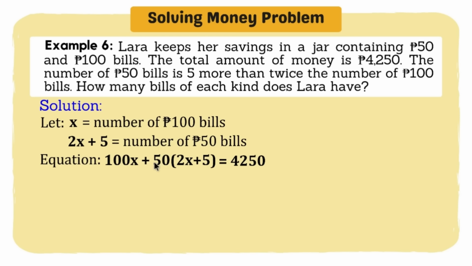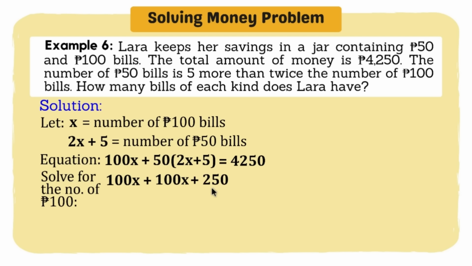Okay, so again, we can distribute this 50 times 2x and then 50 times 5. Kaya magiging, we have 50 times 2x, it's 100x, and then 50 times 5, it will be 250, equals 4,250. Okay, solve muna natin yung number of 100 peso bills. So, yun yung x. Now we can simplify this by adding similar terms. So, 100x plus 100x will be 200x, plus 250, equal to 4,250.